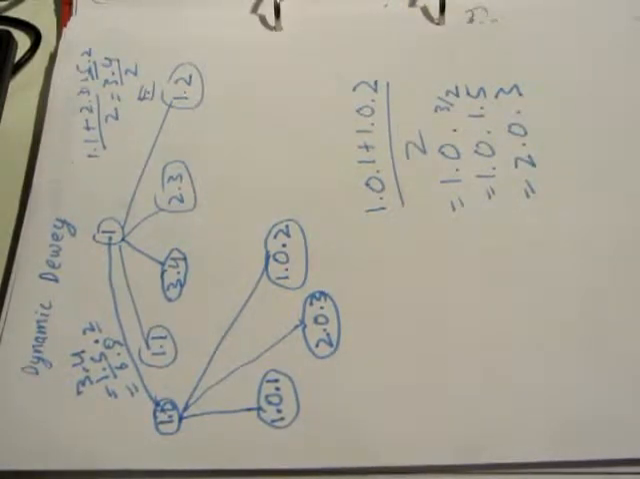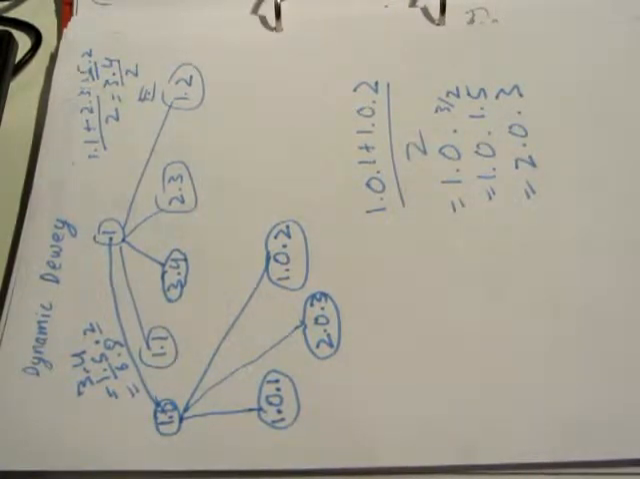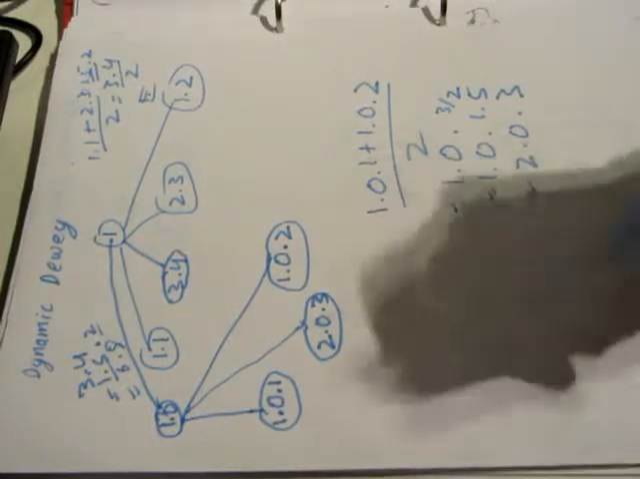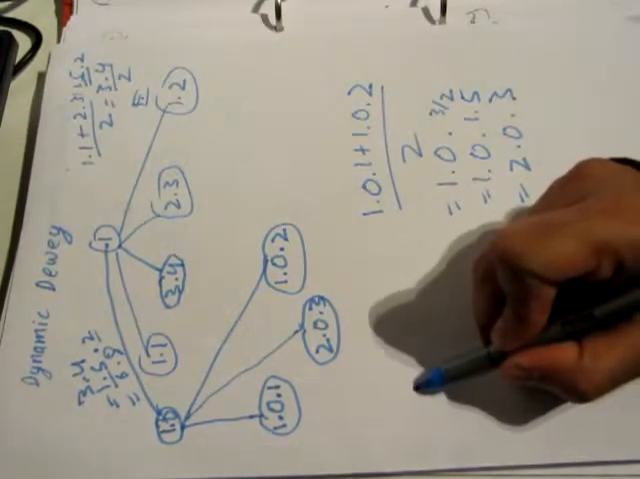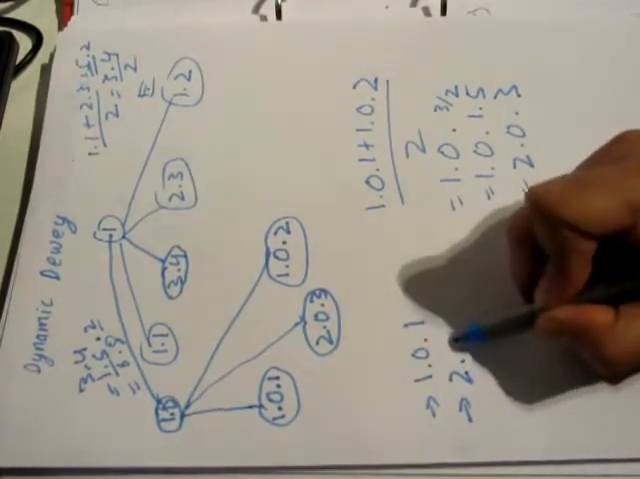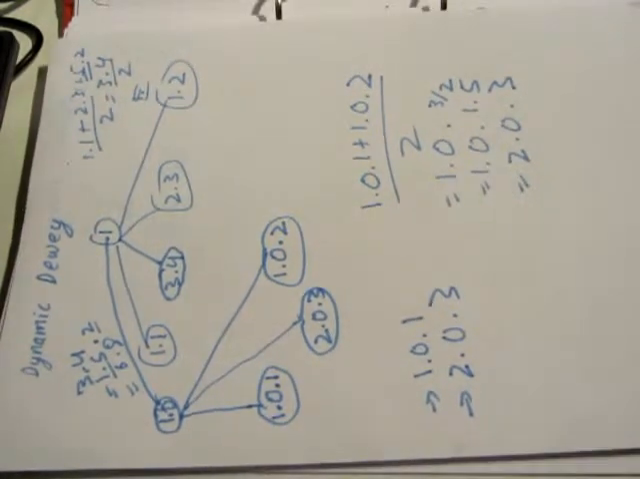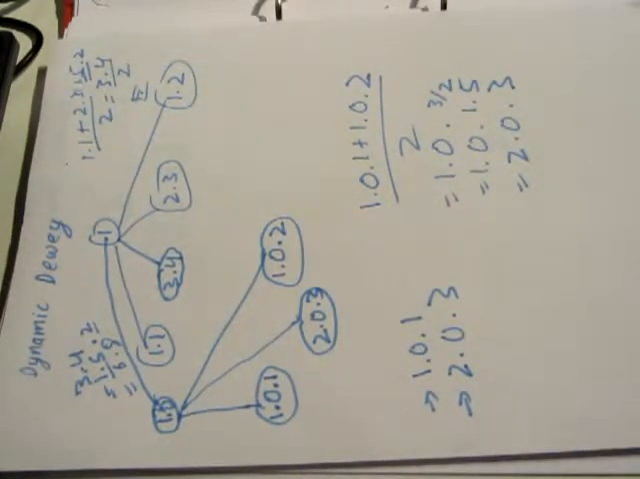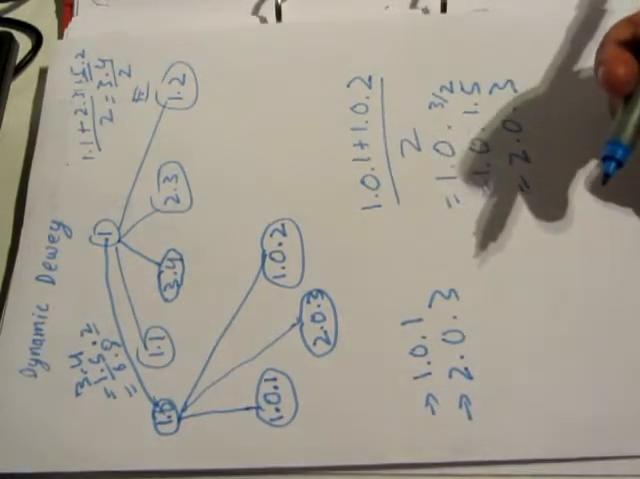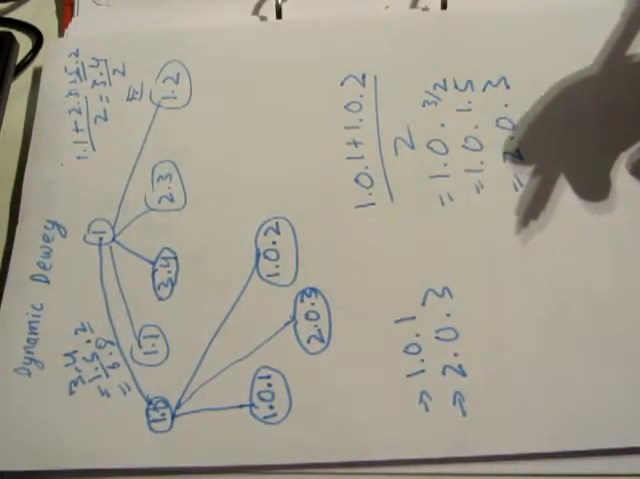And one more thing, we can also do various queries in dynamic dewey. For example, let's say you have one node as 1.0.1 and another node as 2.0.3, and are they siblings of each other? We can directly look at the nodes and say whether they are siblings of each other or not by looking at the ratio.